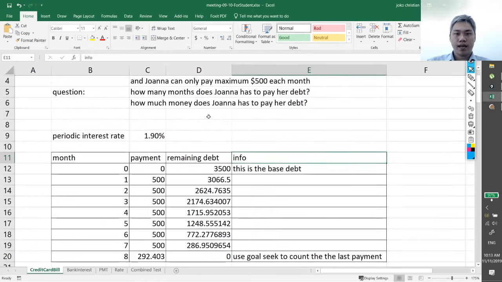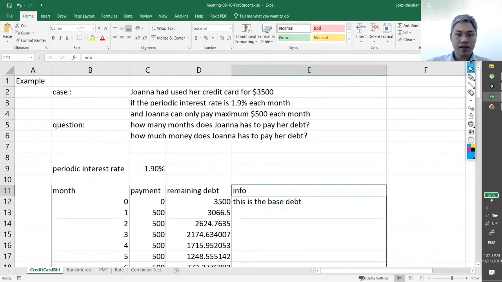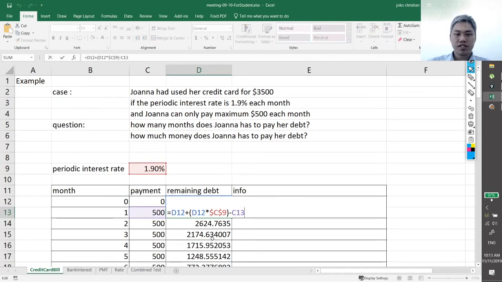So Joanna has 3,500 debt. I'll put it here. And then in the first month she pays $500. I put it here, and we create a simple formula here to count how much her remaining debt is at the end of the month. How to count it? We'll just add the previous remaining debt, which is 3,500 on cell D12, plus the interest. So let me focus it for you.